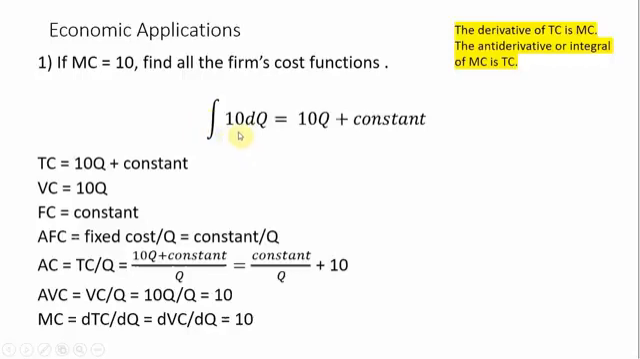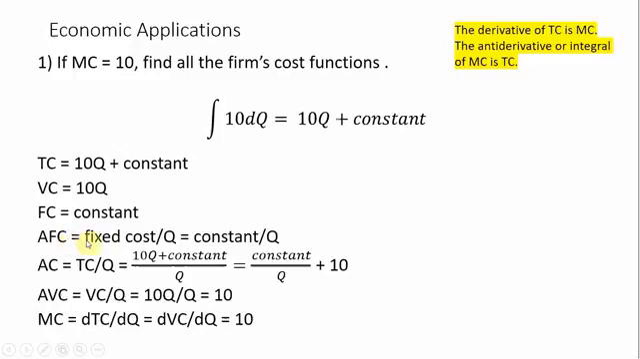Integrating 10, from our rules, we get 10q plus a constant. So that's what total cost equals. Total cost equals 10q plus a constant. Variable cost is just the part right here, 10q. This constant here is just fixed cost.